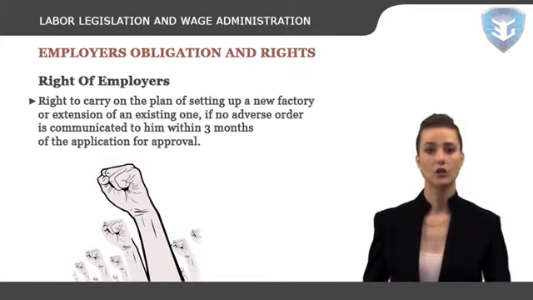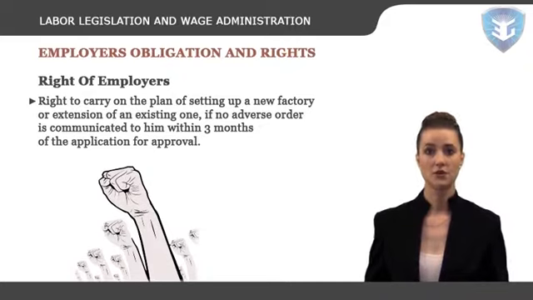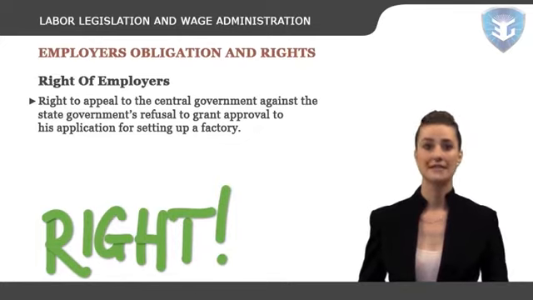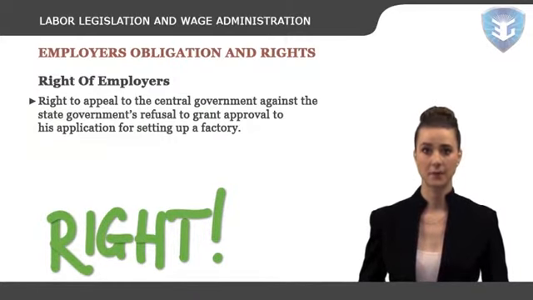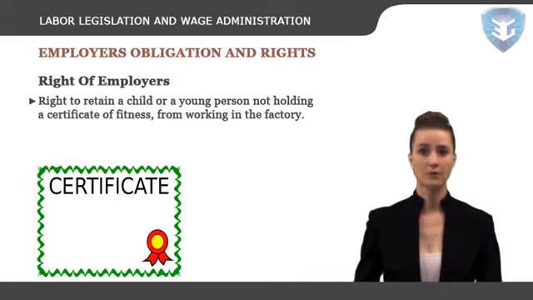Right to carry on the plan of setting up a new factory or extension of an existing one, if no adverse order is communicated to him within 3 months of the application for approval. Right to appeal to the central government against the state government's refusal to grant approval to his application for setting up a factory.